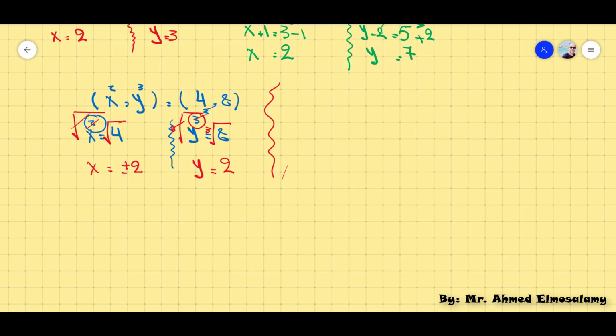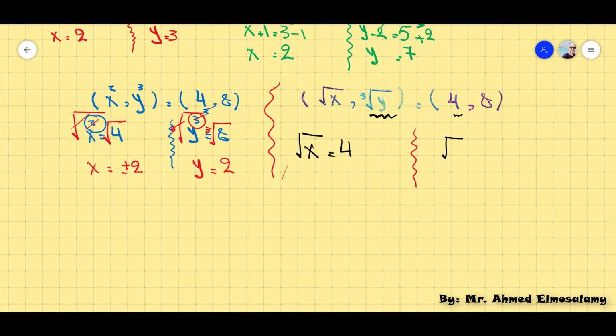If I have the square root of x and the cube root of y equal to 4 and 8, I want to find the value of x and y. At first, make a line. Very good. Then the square root of x equals 4, because the first projection equals the first projection, and the second projection, which is the cube root of y, equals 8.